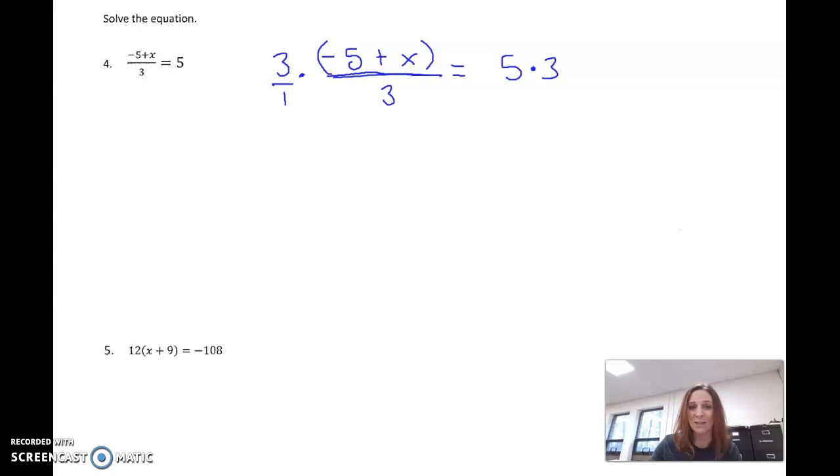So what happens when I multiply by 3? Now, guys, I am writing this as 3 over 1 just so you can see that we have a 3 on the top and a 3 on the bottom, okay? Because if you go 3 times 3 like this, that's 9. That's not what we want to do, okay? So I'm multiplying this whole thing here by 3.